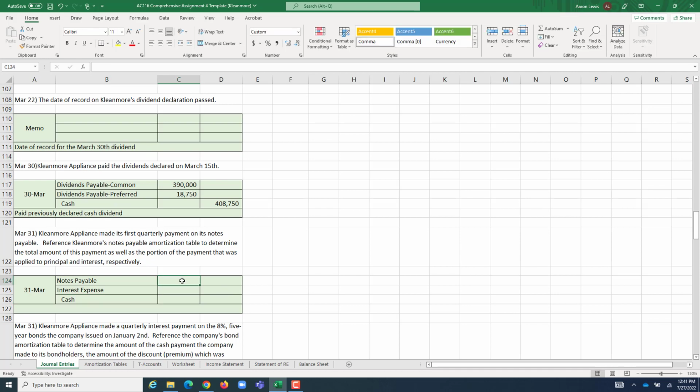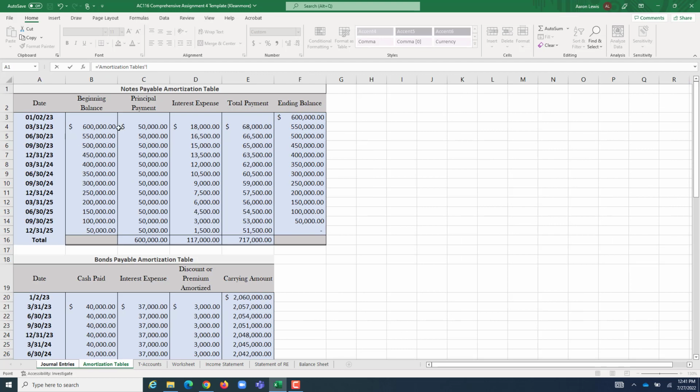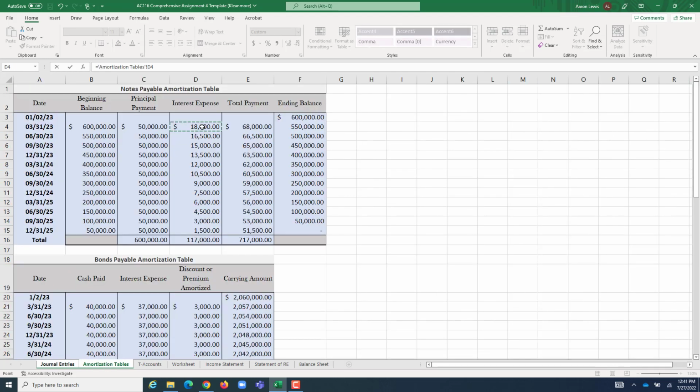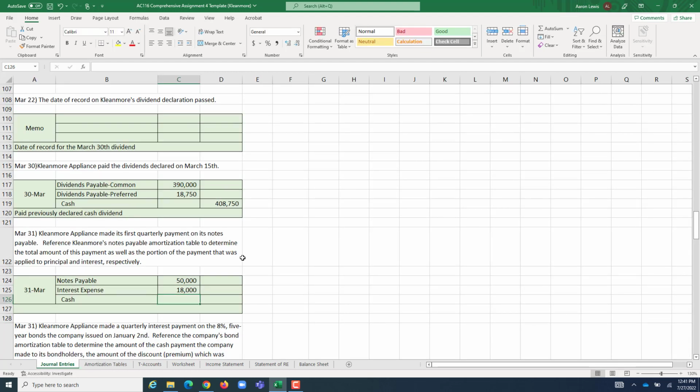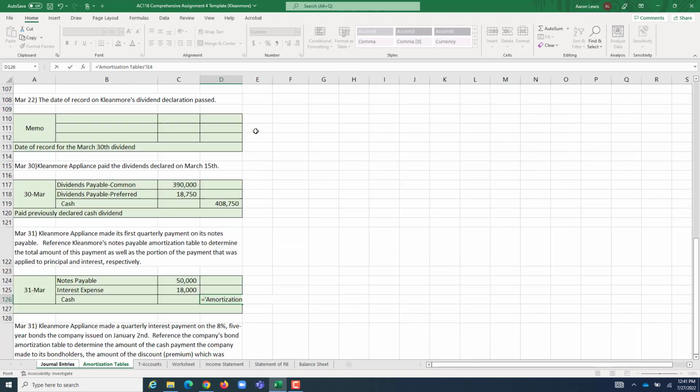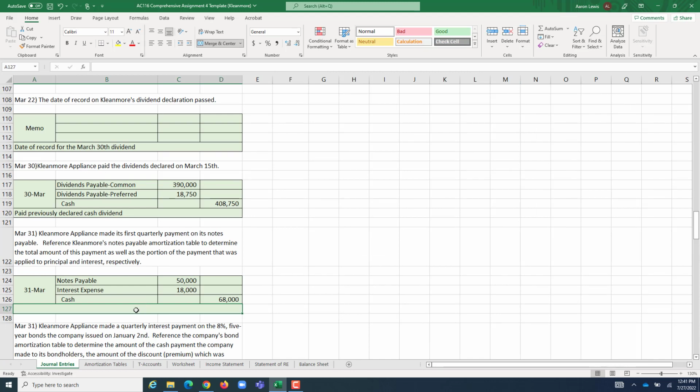And then we can just go to our chart, to our amortization table, and reference those numbers. Notes payable on March 31st, $50,000 is going towards principal. The interest expense is equal to, back to our amortization table, the $18,000 that we calculated earlier, and our total payment is going to be for $68,000. And here we made our quarterly note payments.